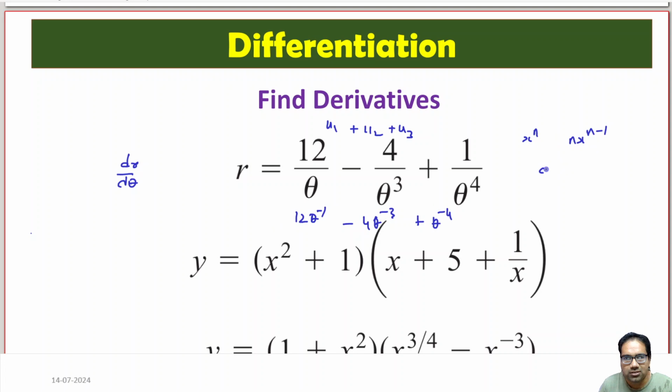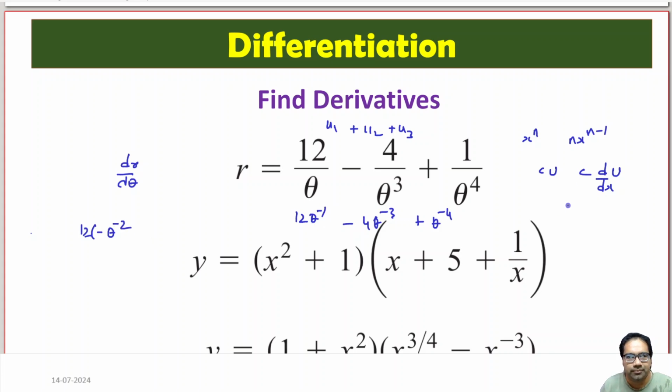And when a function is multiplied with a constant c, the derivative is c times the derivative of the function; we bring c outside. We will use both of these. Here 12, 4 and 1 are constants, and theta power minus 1, theta power minus 3, theta power minus 4 are of the form x power n. So we take 12 outside, times minus 1 theta power minus 2.